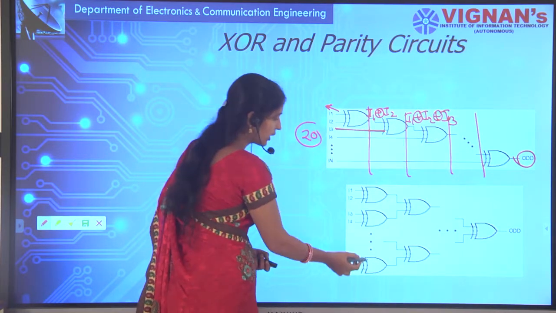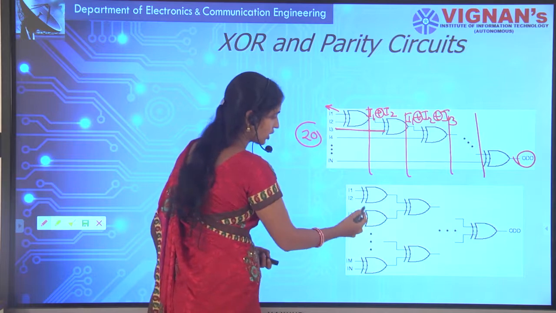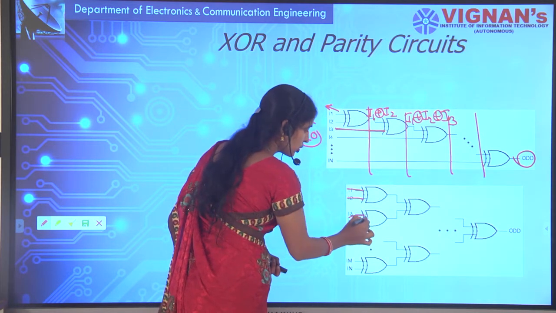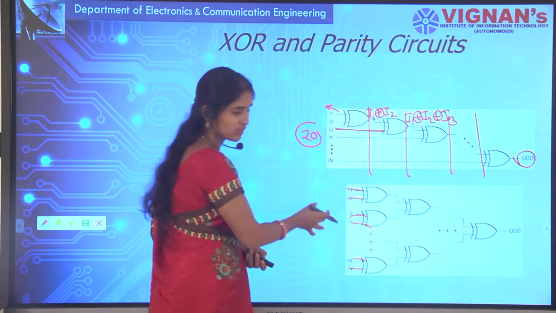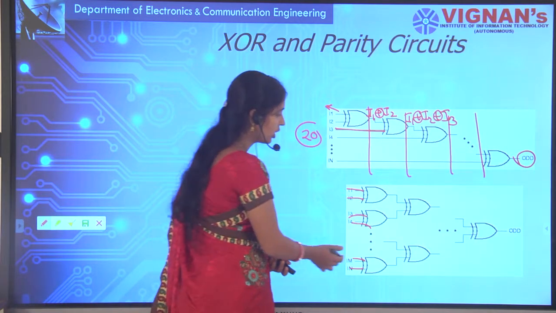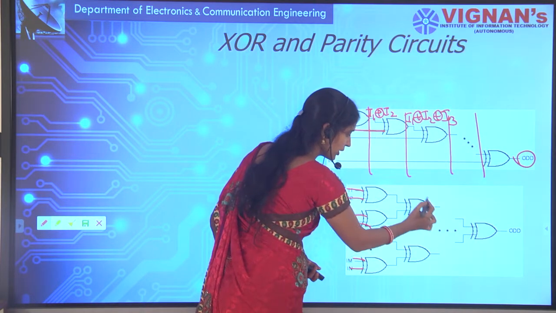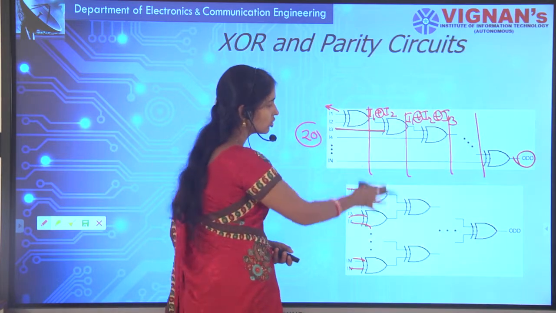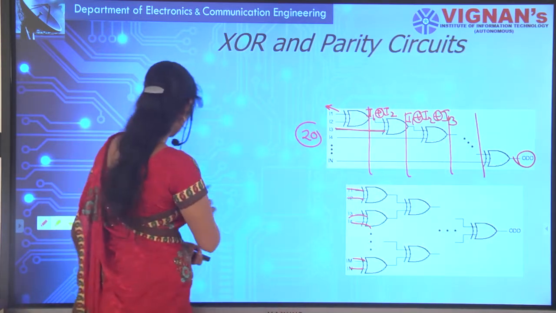It can be overcome by the tree-like structure, where all the input bits are given to XOR gates simultaneously. The outputs of these two XOR gates will be given to one more XOR gate, like that. So that means the delay is being reduced.